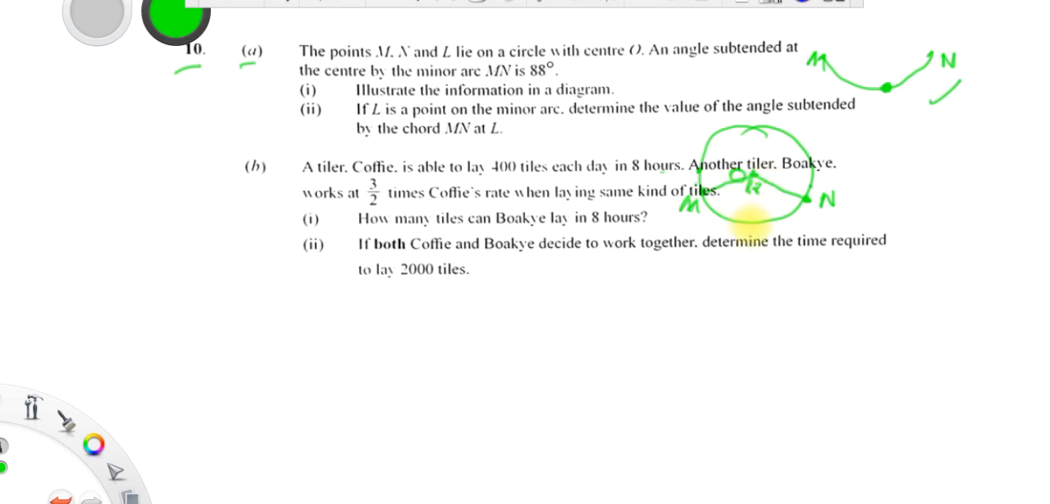And then L is between M and N. If L is a point on the minor arc, you can put L here. Determine the value of the angle subtended by the chord MN at L. You know a chord is a straight line. This is the chord MN. So the angle subtended by the chord MN at L, this is how it's supposed to be. Roughly, that is the sketch of the diagram.